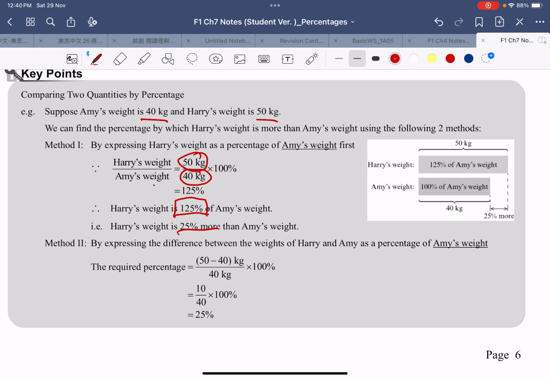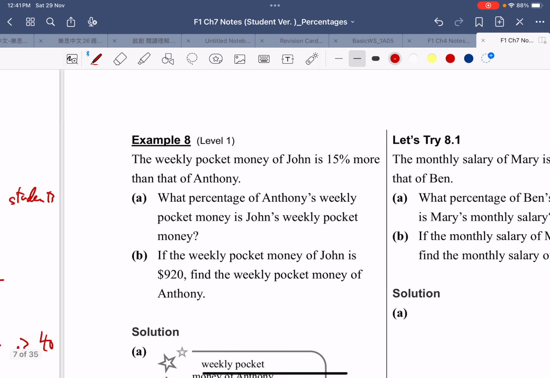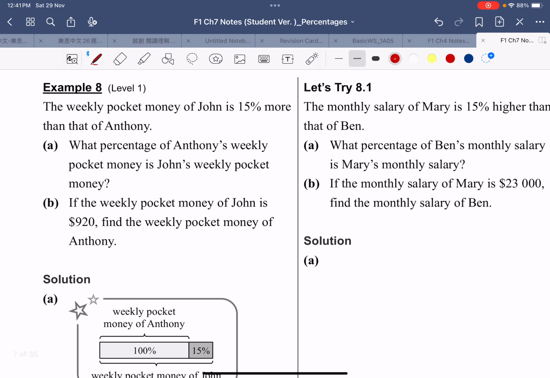Again, of course, method 2 is to express the difference between the weights of Henry and Amy as a percentage of Amy's weight. Find the difference first. This is the difference. And then you can calculate according to this formula, and it gives you the 25%. It means Henry's weight is 25% more than Amy's weight. Okay, so let's move on.